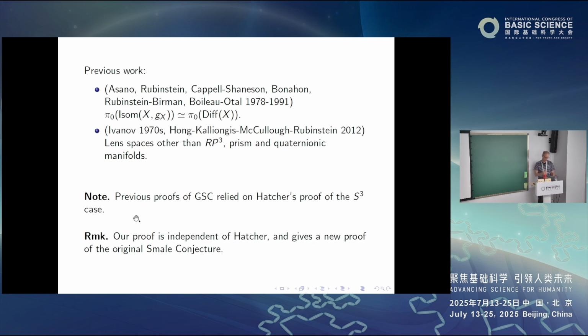So I note our proof, well, we actually have two proofs. One of those is independent of Hatcher, and it gives a new proof of the original Smale conjecture.